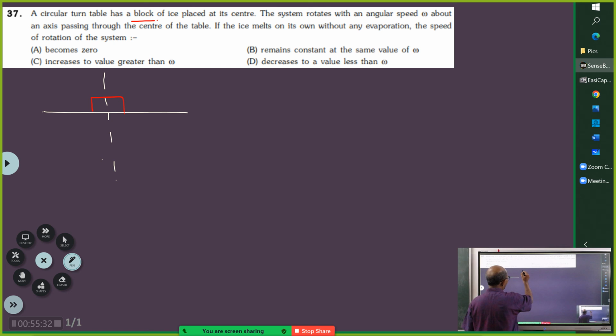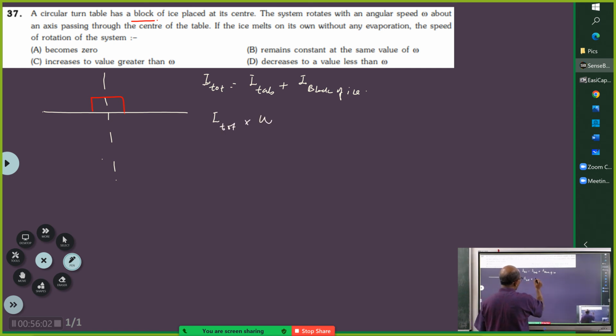So what will be the total moment of inertia? That will be the inertia of the table plus the inertia of the block of ice. This is the total, and it is rotating with a certain omega. So what is the initial angular momentum? I total into omega 1 will be the initial.